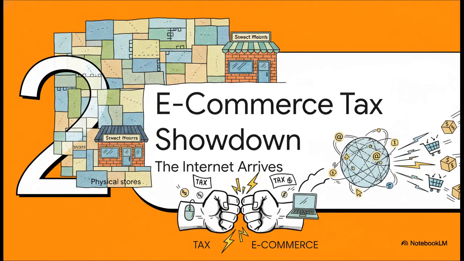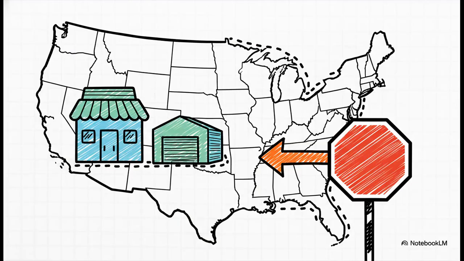You know, this messy patchwork system worked kind of in a world of physical brick-and-mortar stores. But then the internet happened. And that brings us to our next section, the Great E-commerce Tax Showdown. For the longest time, the rule of the road was simple. It was all based on a 1992 Supreme Court case called Quill. And the rule was this: a state could only force a business to collect its sales tax if that business had a physical presence, a store, an office, a warehouse, something tangible inside that state's borders.